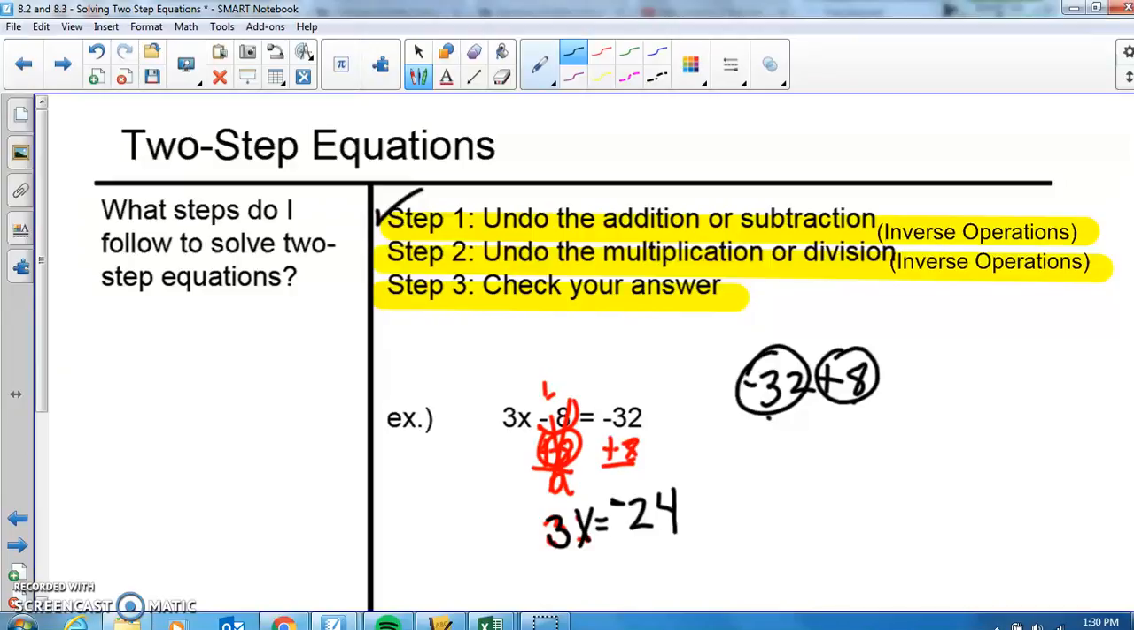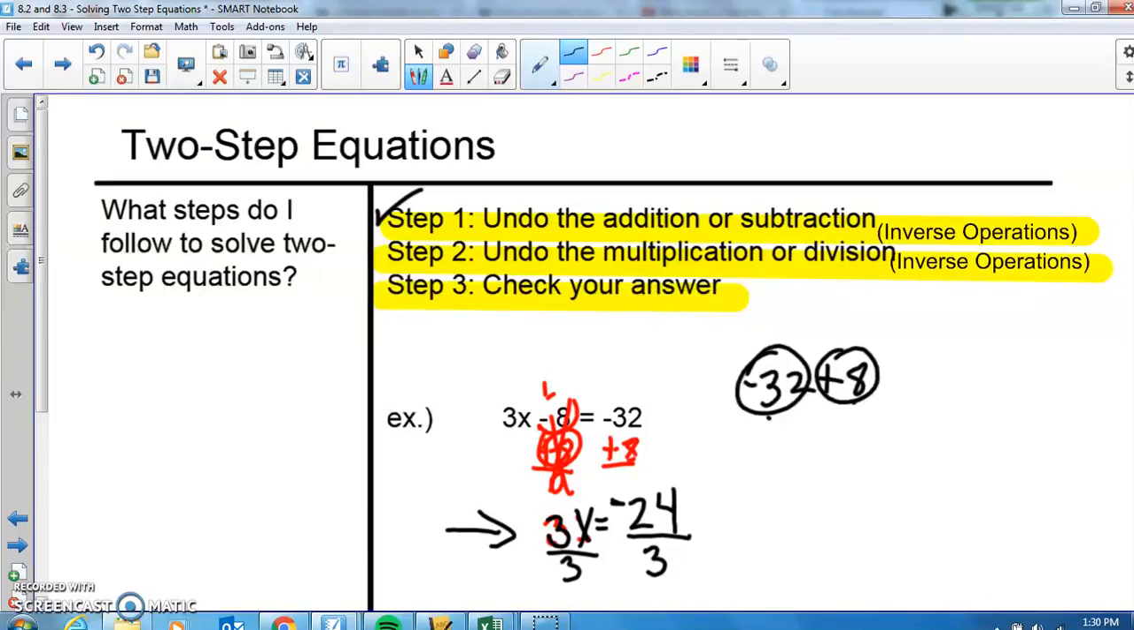Alright, we're now looking at this part of the problem. If you look at that, there's 3x equals negative 24. Is there any multiplication or division? If you notice, there's 3x, which means multiplication. So what I want to do is the opposite. I want to divide each side. So I'm going to divide each side by the 3 because it's with the x.